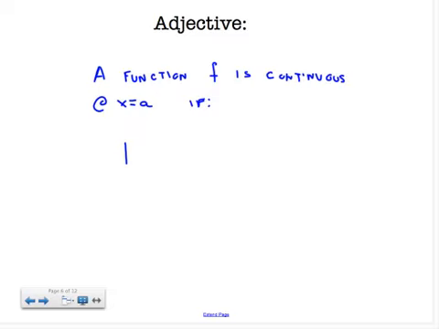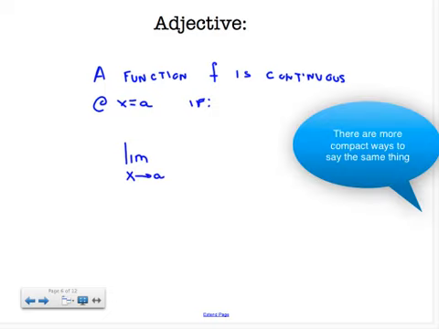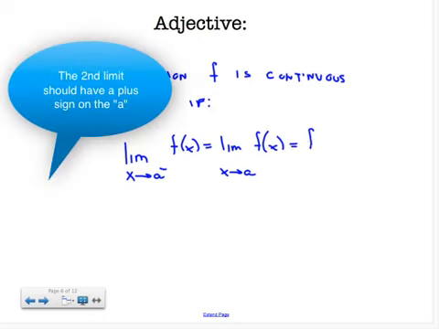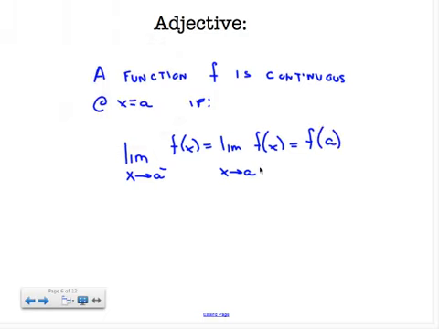And there are many ways to write this, but I'm going to write it as simply as I can, and you might have eventually evolved to something a little bit different. So I need the limit as x approaches a from the left to exist, but I also need it to be equal to the limit as x goes to a from the right. So what does that mean in general? That means that there is a limit at x equals a. And I also need that to be the same as the function value at x equals a.